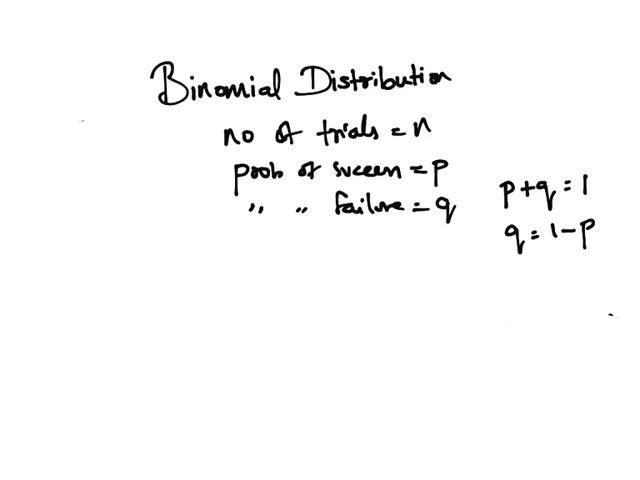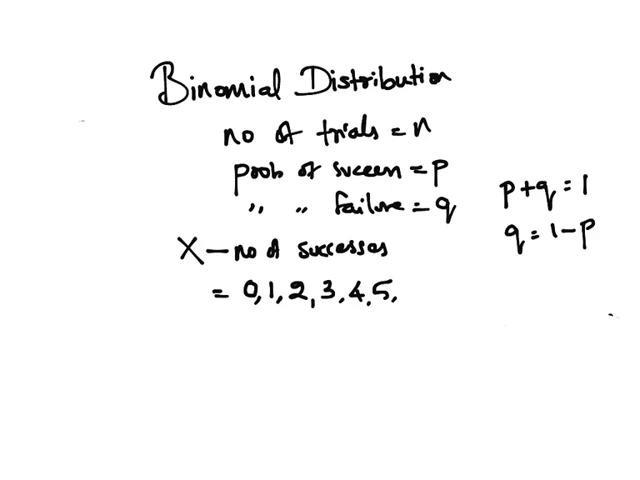Let x, the random variable, be the number of successes in n trials. Now what values can x take? X can take 0, that means no success in n trials, or 1 success in n trials, or 2 successes, or 3, or 4, or 5, or 6, till n.